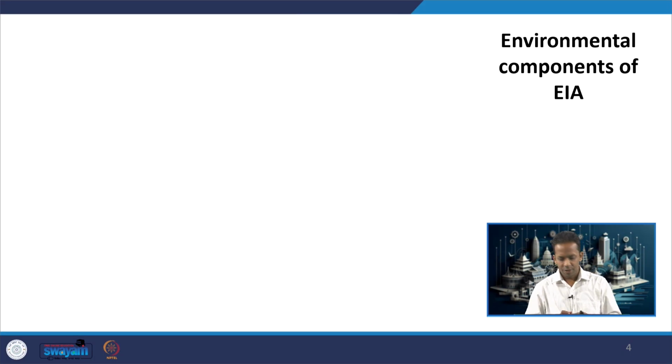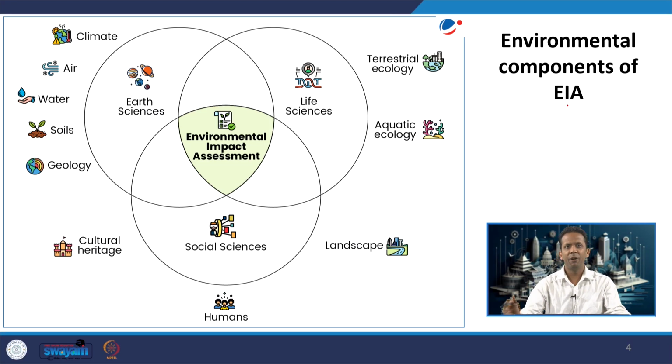So, there are different environmental components of EIA. It is just like the biotic and abiotic, but if you look at it from a science perspective, the EIA moves around earth sciences, life sciences and social sciences. So, when we talk about earth sciences, the climate or air, water, soil, geology, all these factors account for environmental components of EIA. So, for a given project or for any activity in a given project, if it is having impact on any of these components, that needs to be evaluated.